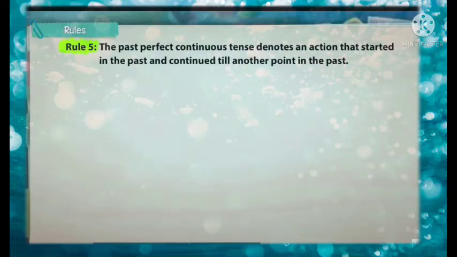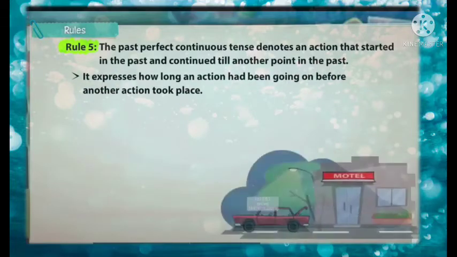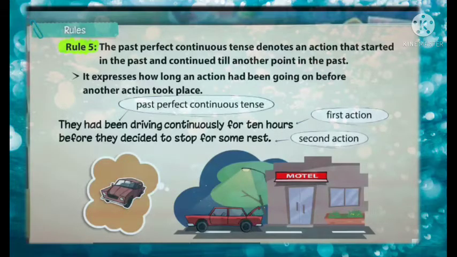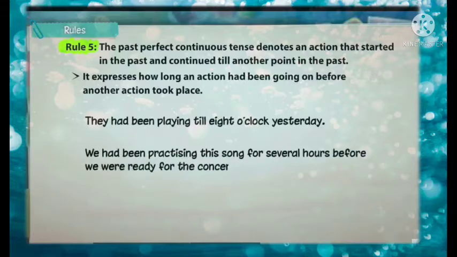The past perfect continuous tense expresses how long an action had been going on before another action took place. Here, the action of driving continued for 10 hours before the second action took place. So, we use the past perfect continuous tense had been driving. Here are some more examples of the past perfect continuous tense.